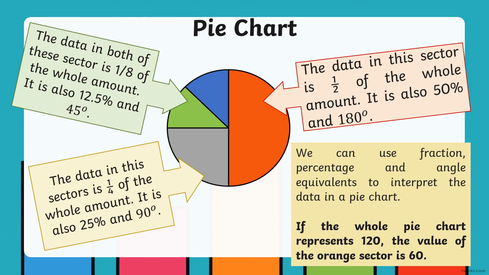So we can use fraction, percentage, and angle equivalents to interpret the data in a pie chart. It depends upon the computation that you are going to do. Is it for fraction, for percent, or angle measurement? If the whole pie chart represents 120, for example, the value of the orange sector will be equal to 60. So you just need to divide it by 2.